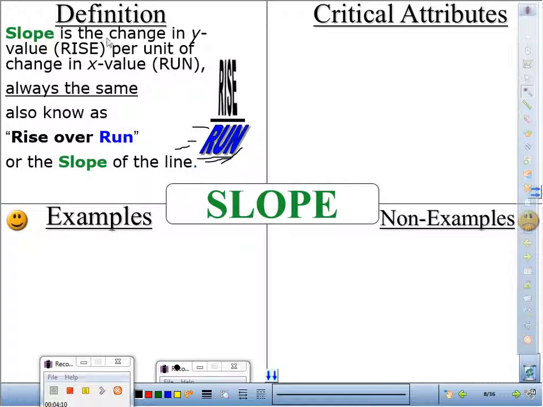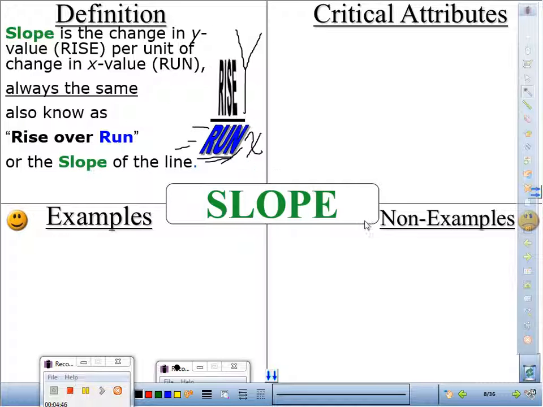It says slope is the change in y, which is the rise. So that means the rise represents what variable? Change in what? Y. So check this out. This is the easiest way that I can put it so that you can remember which variable goes with which change. And the unit change in x value, which is the run. So this is the x value. Are we there? Now check this out.